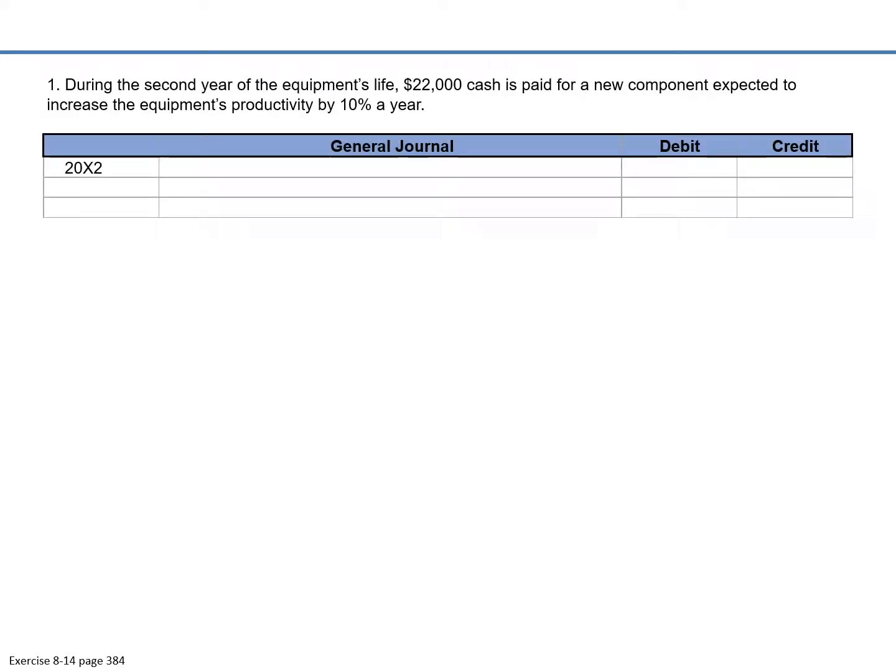During the second year of the equipment's life, $22,000 cash is paid for a new component expected to increase the productivity of the equipment. So that's going to extend the life. So we're going to record that to the asset account equipment. It's a betterment. $22,000 debit equipment, credit cash.